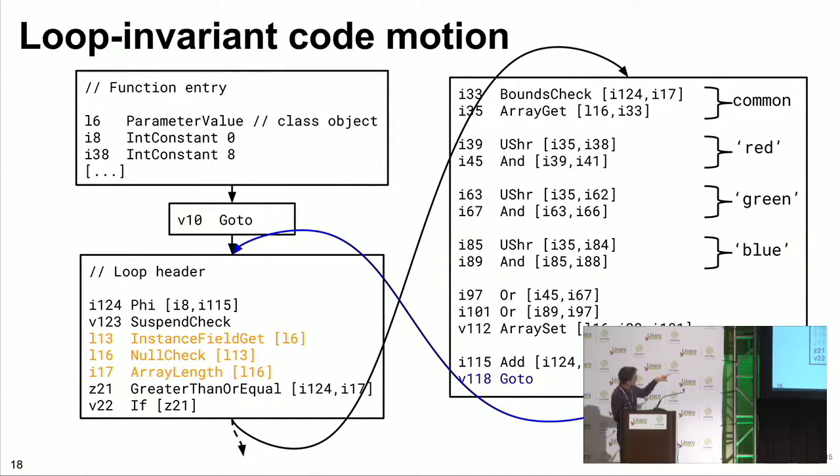And we can notice that actually all the instructions in orange here don't depend on the loop. This is doing a null check on the array to verify that the array is not null. And the array doesn't change within the loop. I mean, the reference to the array doesn't change. So the loop invariant code motion pass finds that out, and also finds that the array length is immutable in Java.